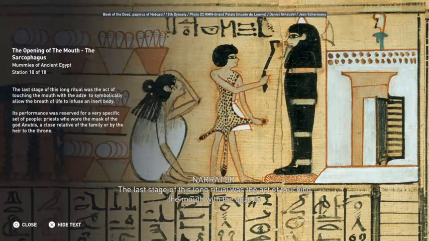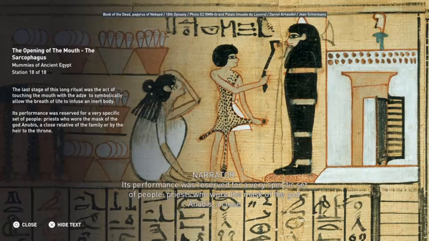The last stage of this long ritual was the act of touching the mouth with the adze to symbolically allow the breath of life to infuse an inert body. Its performance was reserved for a very specific set of people: priests who wore the mask of the god Anubis, a close relative of the family, or the heir to the throne.